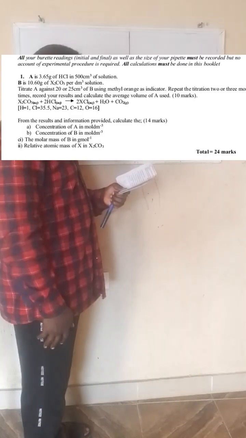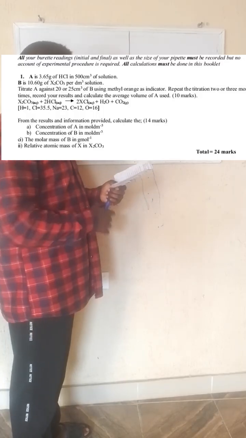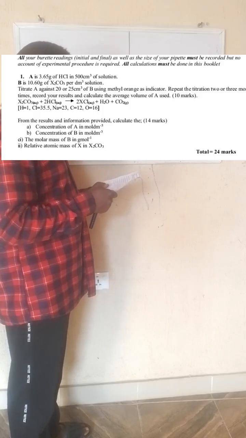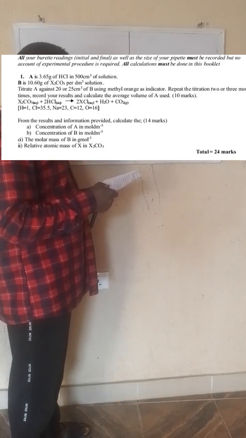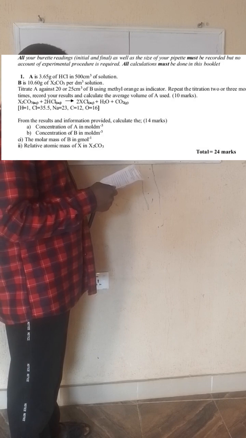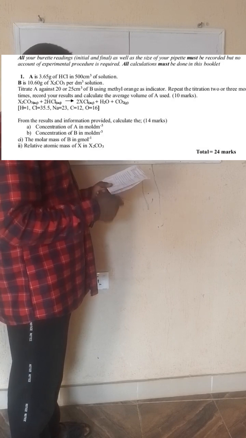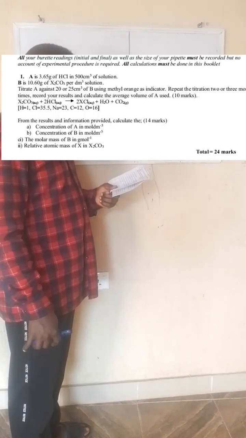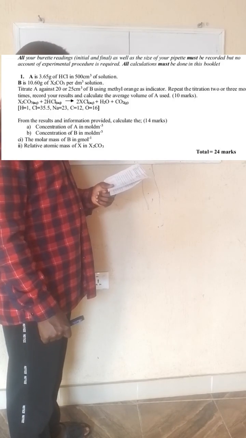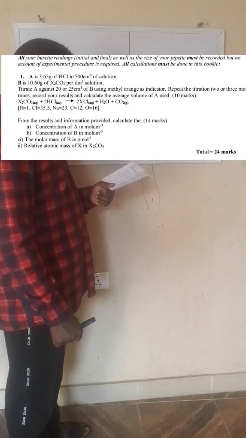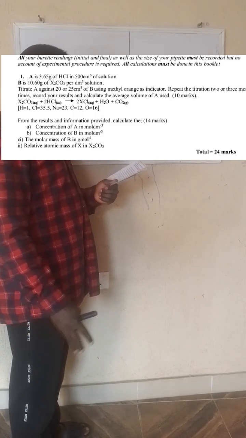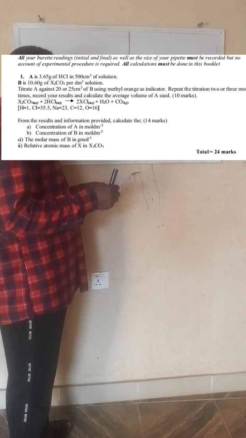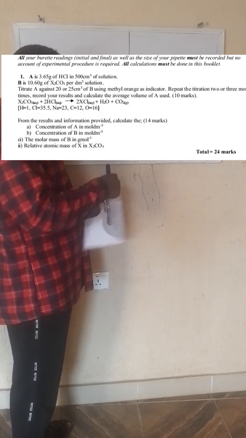The question read thus: A is 3.65 grams of HCl in 500 cm cube of solution. B is 10.60 grams of X2CO3 per dm cube of a solution. Titrate A against 20 or 25 cm cube of B using methyl orange as indicator. Repeat the titration 2 or 3 more times and record your results and calculate the average volume of A used. So you have the chemical equation, as you can see from the question, and you have the following relative atomic masses that are needed to solve all the questions that would follow.